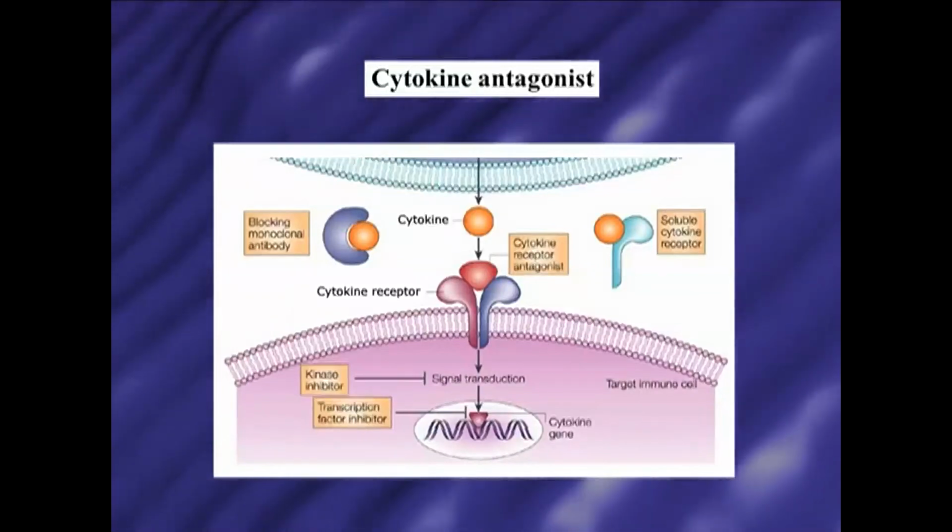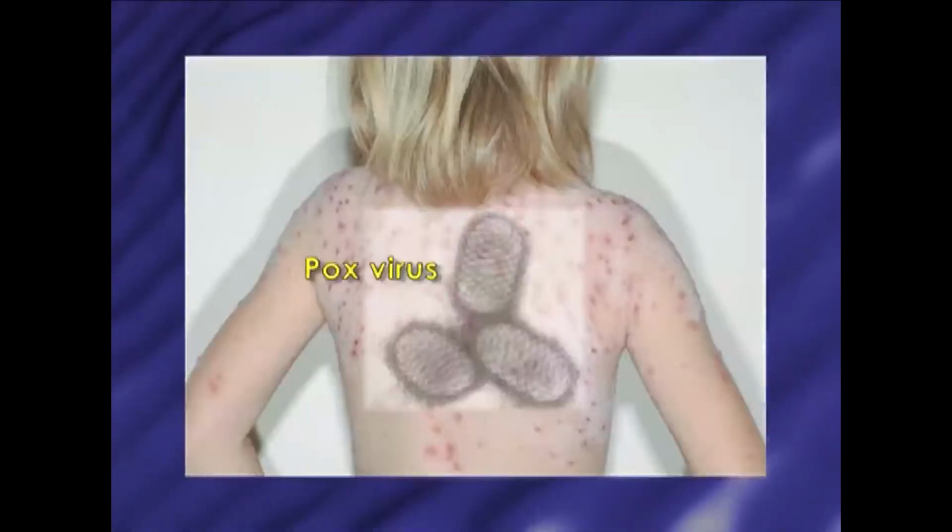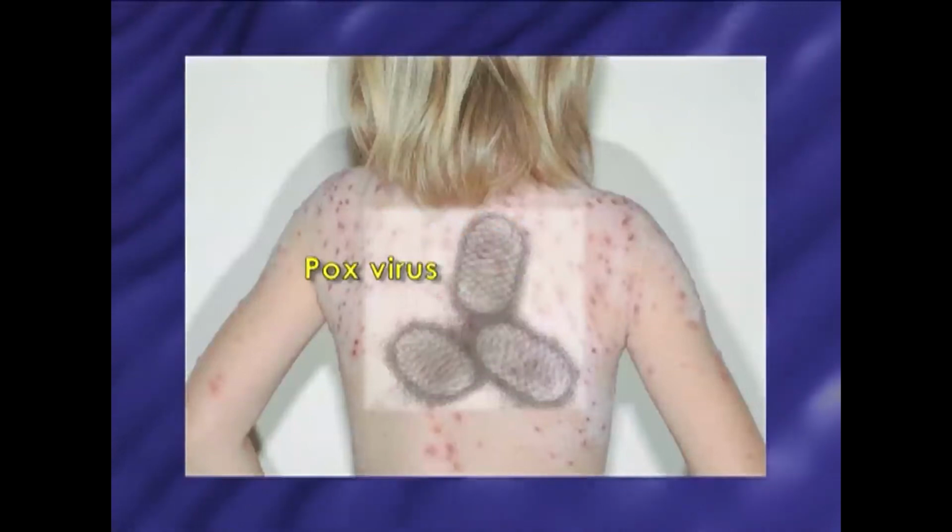And many viruses have been found to carry cytokine antagonists, like pox viruses have been found to encode 2 proteins. One binds to TNF alpha, one binds to IL-1 cytokine, interleukin 1 cytokine. Since TNF alpha and interleukin 1 are responsible for mediating inflammation, and the inflammation results in removal of the pox virus, by secreting these two binding proteins, pox viruses escape from the immune system.